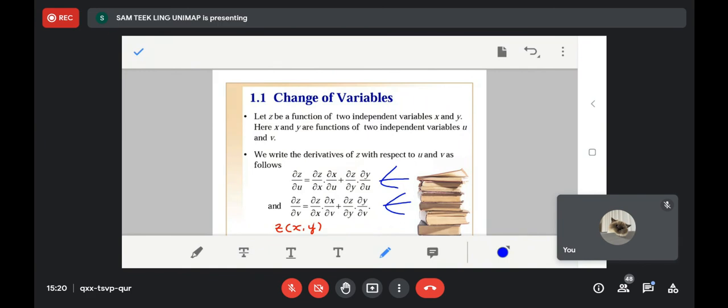Then in the formula, we need to find del Z del X and del Z del Y. So show your differential in every solution. Del Z del X equal what? Del X del U equal what? Del Z del Y equal what? Del Y del U equal what?